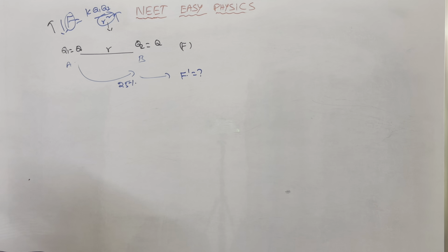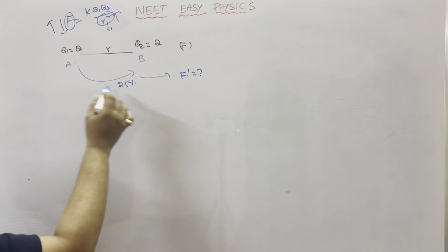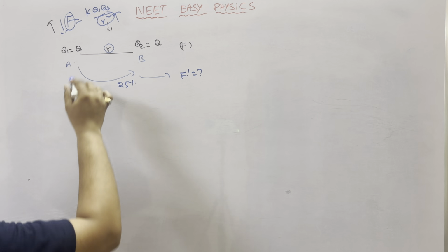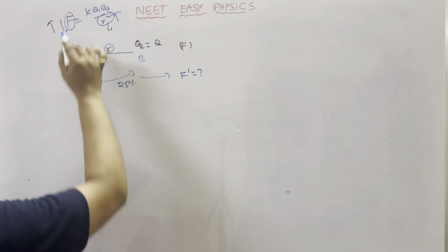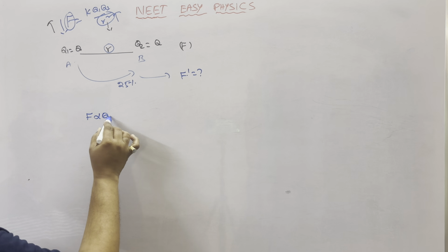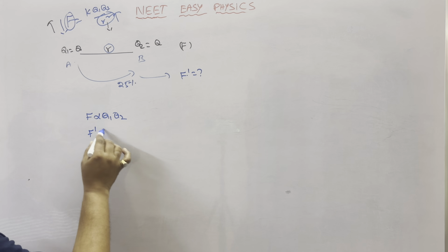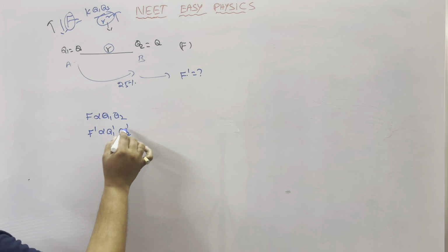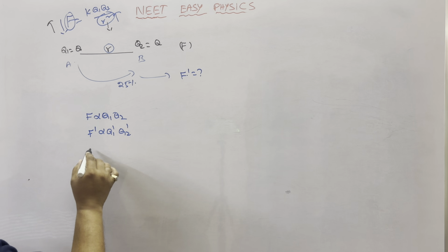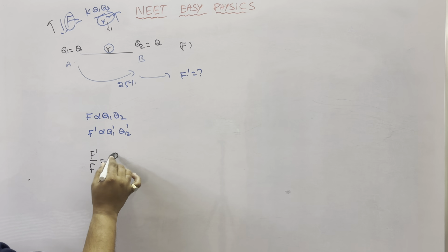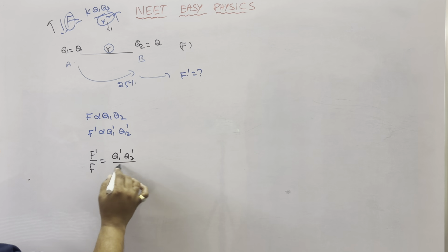So at that time, how we will solve means, again our procedure is the same. They didn't change the distance, only transferred charge. At that time, R is constant, K is constant. So force is directly proportional to Q1, Q2. F dash is directly proportional to Q1 dash, Q2 dash. Now F dash by F equal to, what will you write? Q1 dash, Q2 dash by Q1, Q2.